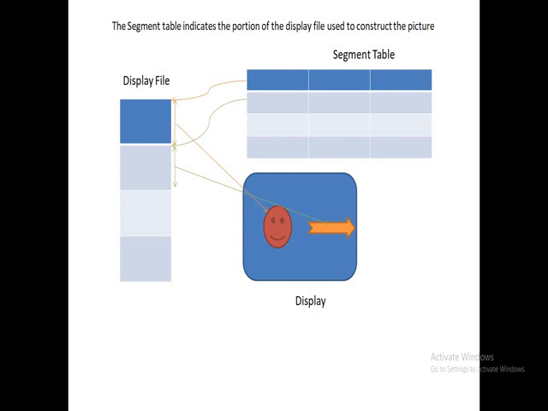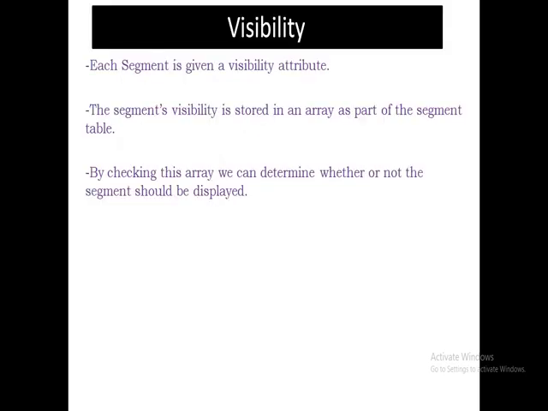And certain attributes are associated with each of these segments. One such important attribute is visibility. Each segment is given this visibility attribute. The segment's visibility is stored in an array-like structure. What we do with this visibility attribute is, if we want to show the segment, we set the segment's visibility attribute on, otherwise we set it off.